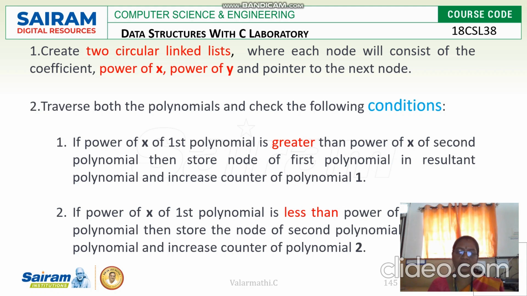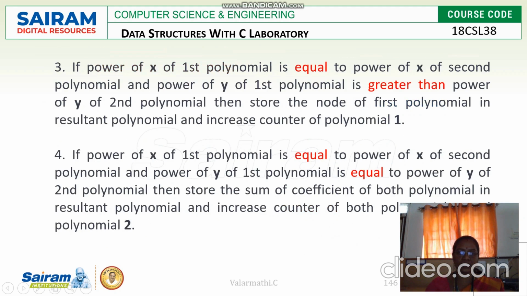Similarly, if it is lesser, we should move that polynomial into the resultant polynomial and increase the counter of polynomial 2. Like that, four conditions are given. The third condition is if the power of x of the first polynomial is equal to the power of x of the second polynomial, and the power of y of the first polynomial is greater, then the first polynomial value is stored in the resultant and it is increased by one level. So the first polynomial value is increased.